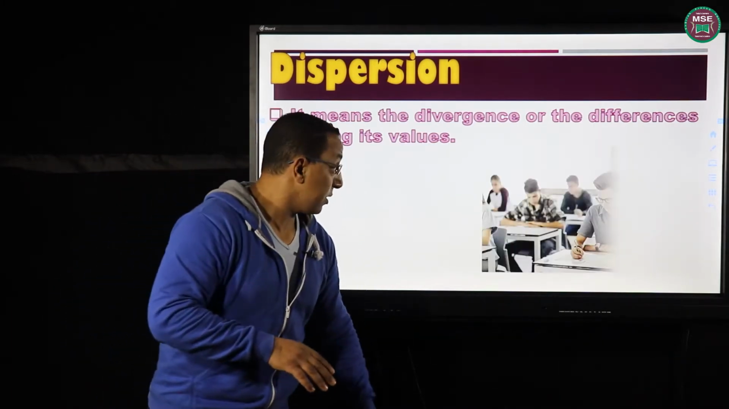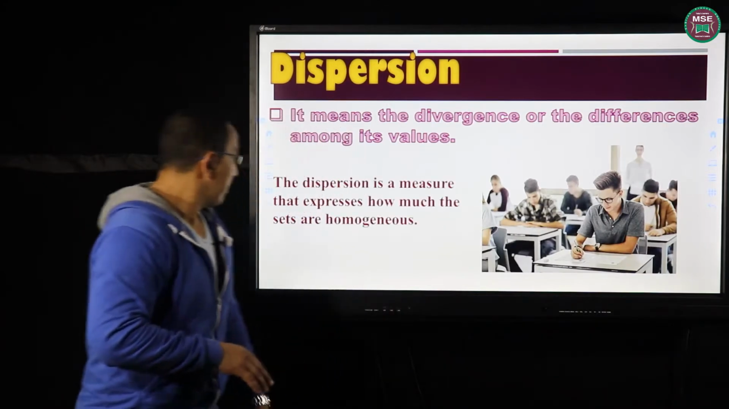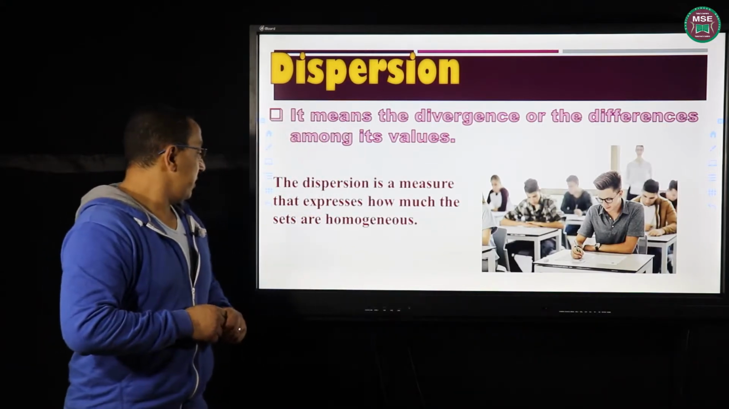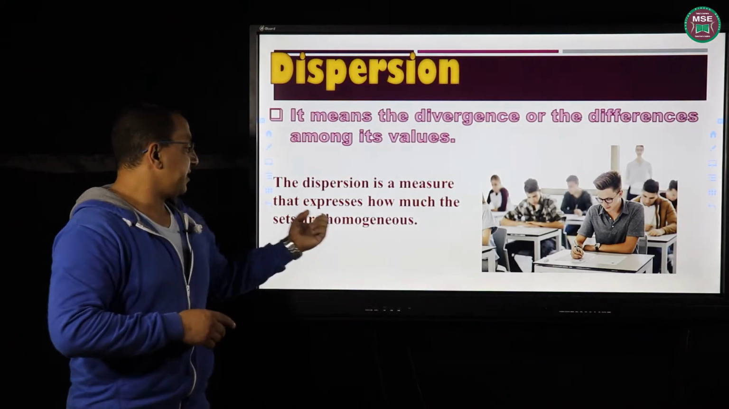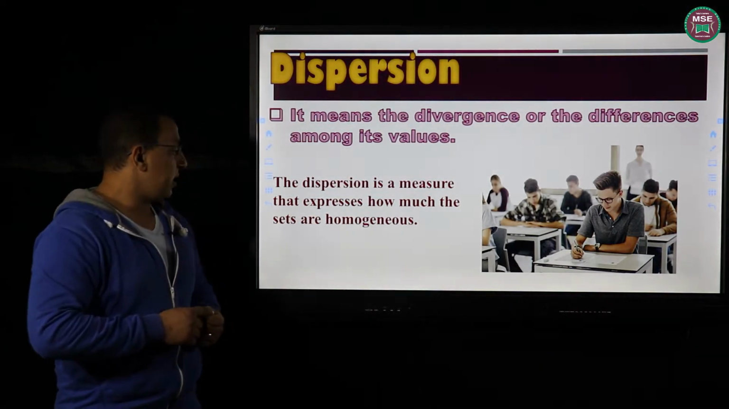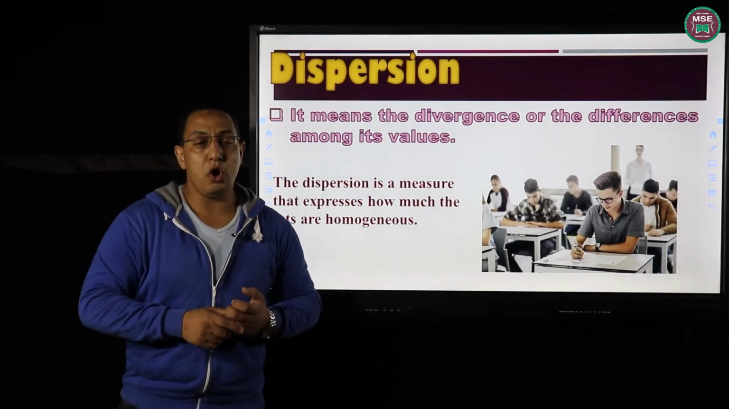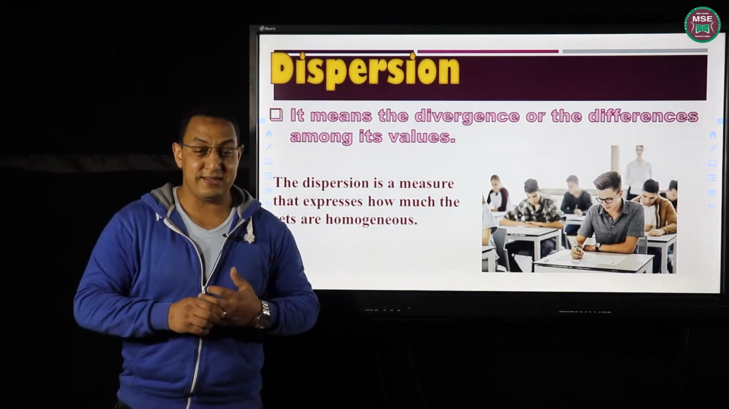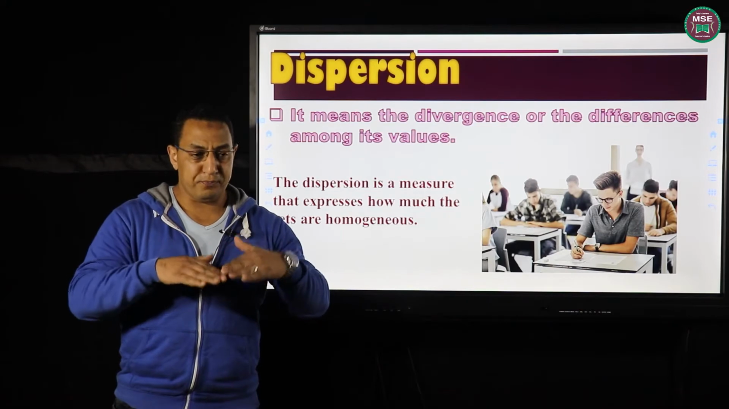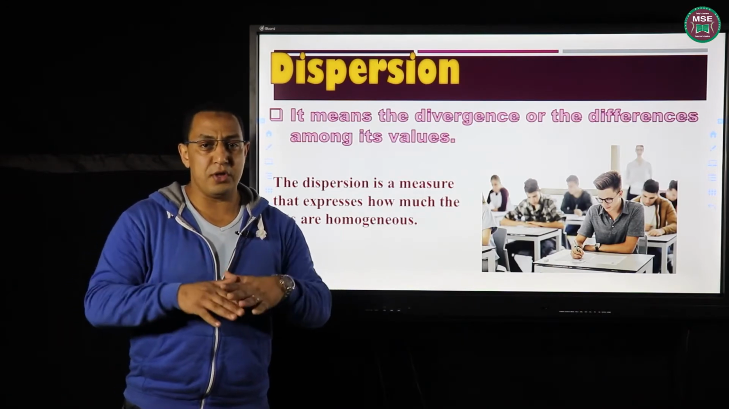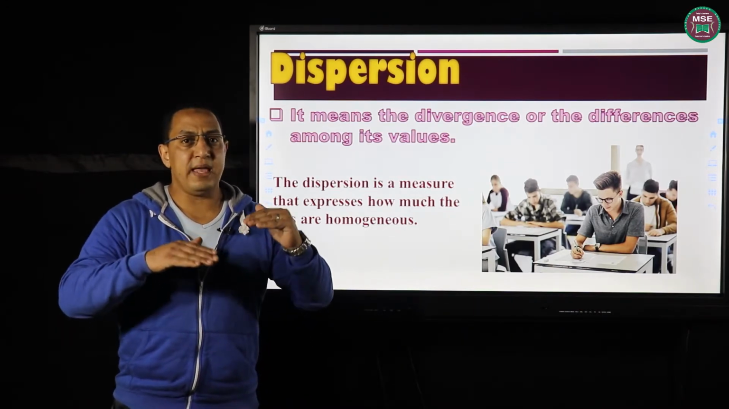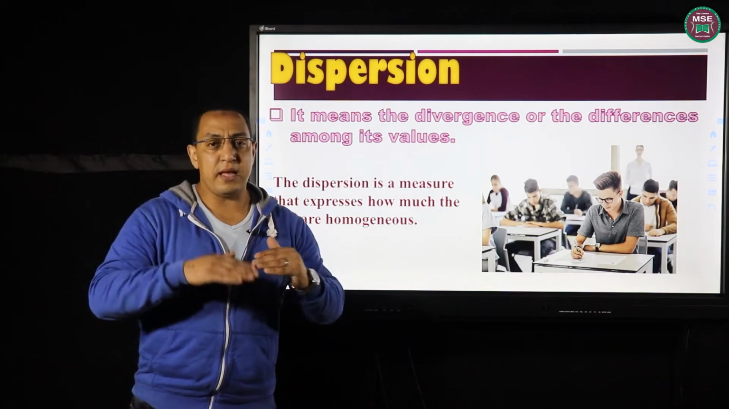Like this, the dispersion is a measure that expresses how homogeneous the sets are. What does the word homogeneous mean? Homogeneous means that the values are like each other or have near levels to each other.